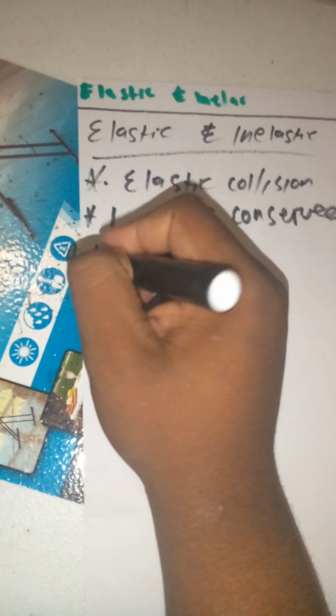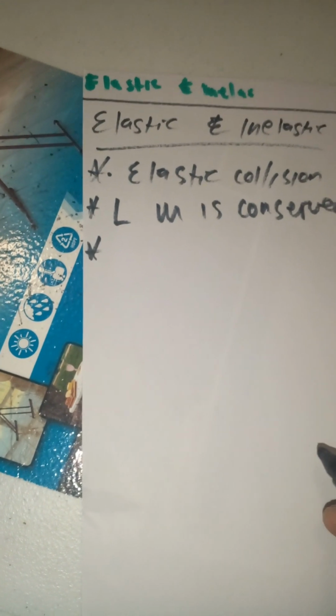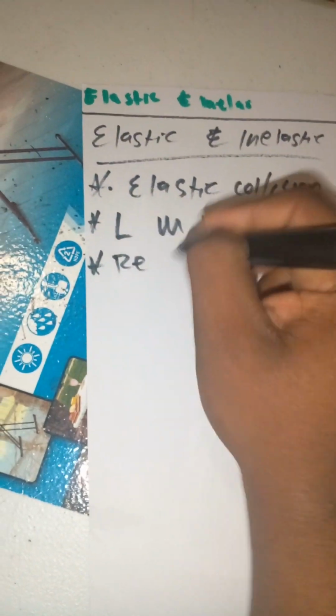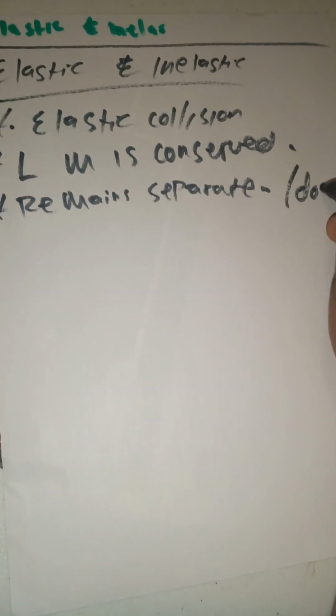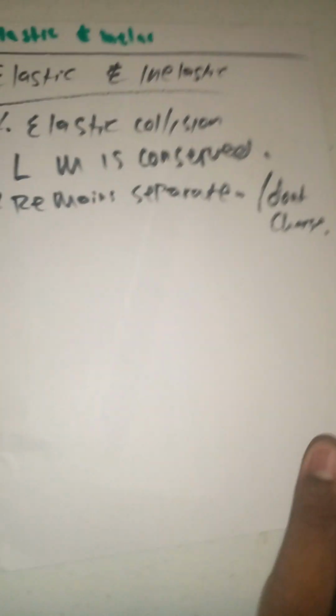So the linear momentum is conserved under elastic collision. Number two, the colliding objects remain separate, or don't change. That's what you have to know again. Those are some of the things you have to know under elastic collision.